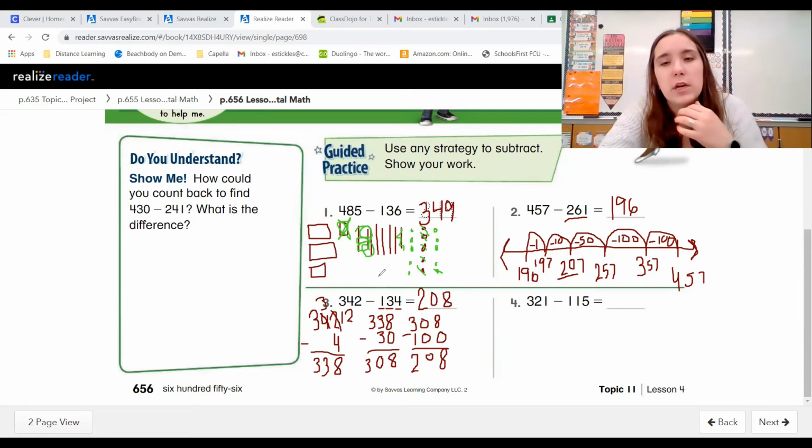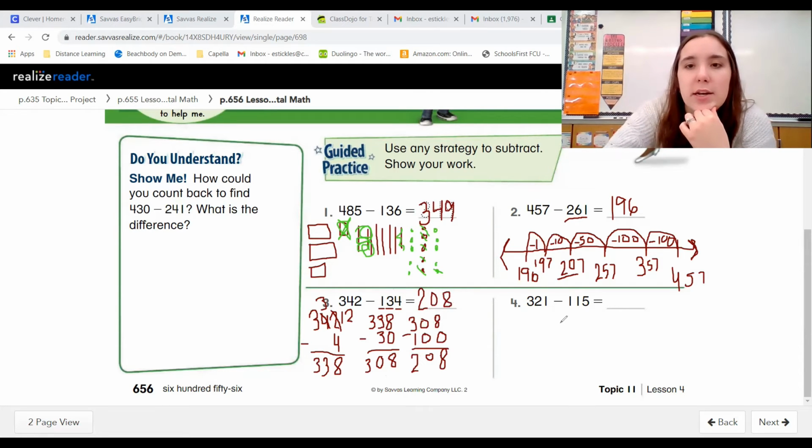Okay, so these are just a couple of our different strategies that we're going to try and practice today. Let's go watch one more quick video to help us see other ways and get some more practice.